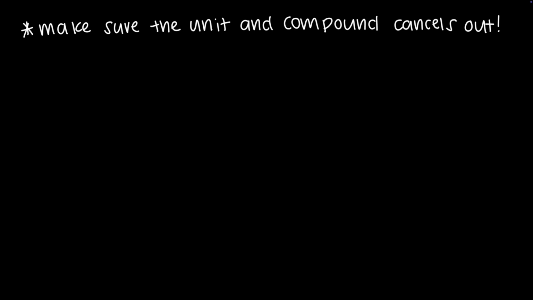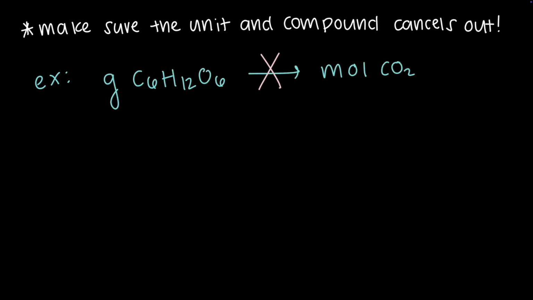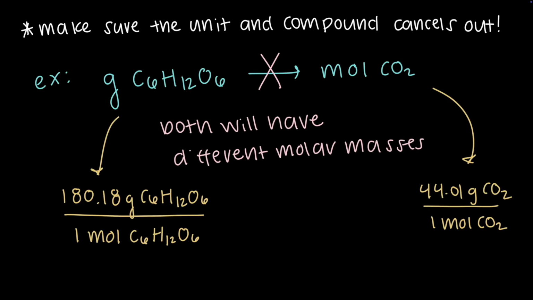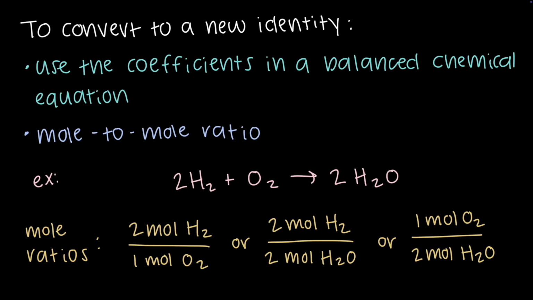We also have to make sure the identity of the unit matches. For example, we cannot convert from grams of glucose to moles of carbon dioxide using a molar mass. We wouldn't know if the molar mass was supposed to go with glucose or carbon dioxide because they do not match. The only way to convert to a new identity will be to use a balanced chemical equation with a mole-to-mole ratio using coefficients for each. We will see this in the next video on stoichiometry.